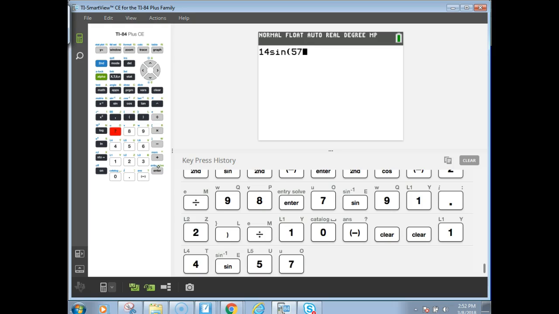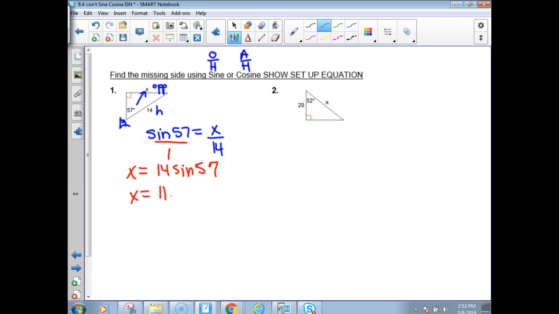Make sure you type that in so that you know if your calculator's in the right mode or not. I got 11.7. Is anybody not getting 11.7? You need to know if you're in the right mode. Okay, I'm going to be asking you guys for some answers shortly. I hope you get working. All right, 11.7 units for that length.